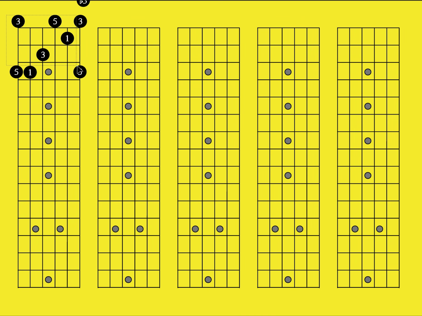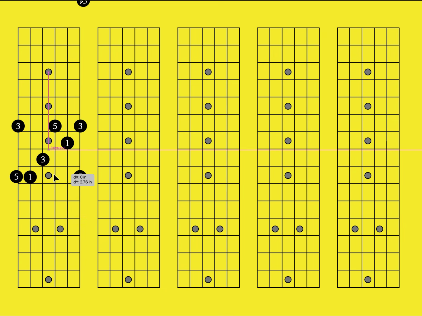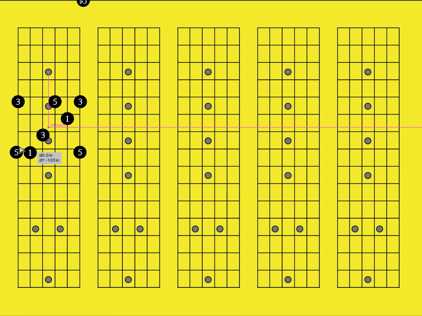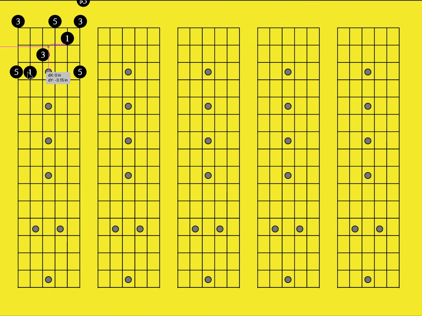When this gets moved down to, for instance, here on G, this becomes, because now the 1 is on the G note, this whole pattern is movable, which is the essence of what CAGED is.